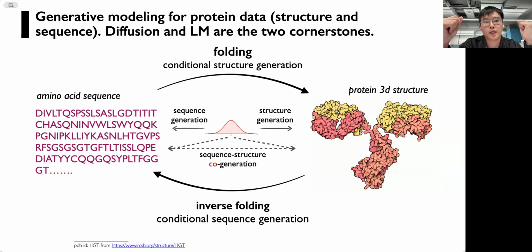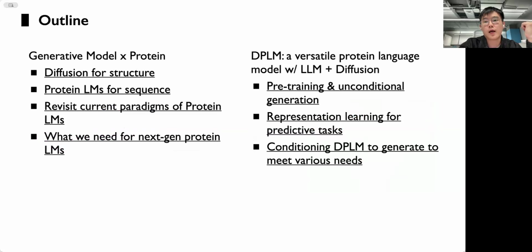And ultimately, people want to achieve a unified model that can co-design or co-generate these two modalities, and best describes the protein data you want.